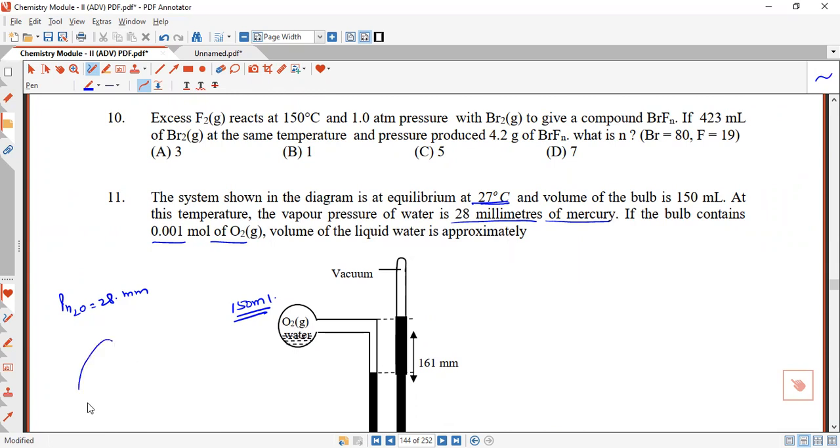देखो, ये जो बल्ब है, इसका टोटल वॉल्यूम 150 है. जो भी वॉल्यूम ऑक्सीजन का आएगा, उसको अगर 150 में से सब्ट्रैक्ट कर देंगे तो बाकी वॉल्यूम ऑफ वाटर मिल जाएगा, लिक्विड वाटर. We have to calculate what is the volume of O2. कितना वॉल्यूम O2 ने ऑक्यूपाई किया है, कितना अवेलेबल है ऑक्सीजन के लिए. कैसे करेंगे? मोल्स पता है, टेम्परेचर पता है, प्रेशर देखेंगे.